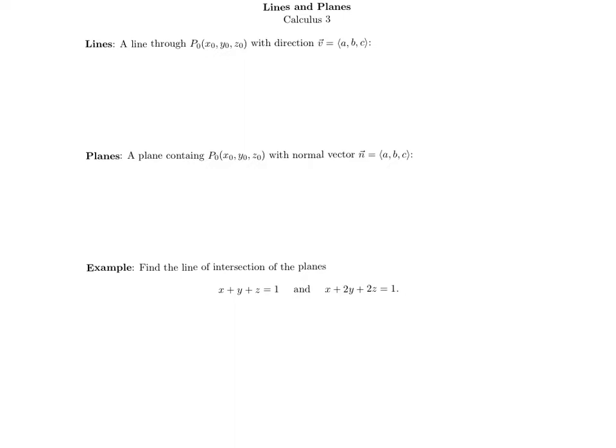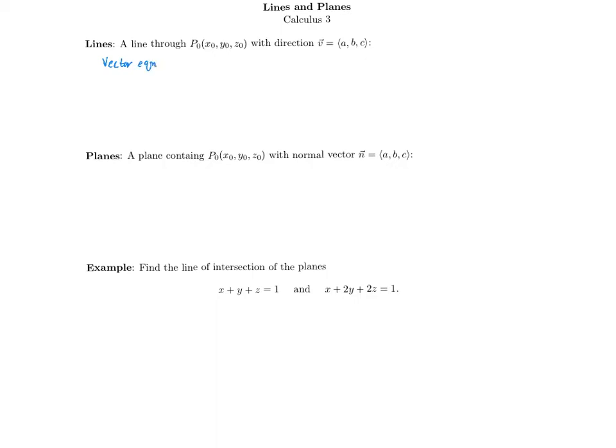So a line is determined by two quantities. You need a point on the line and a vector, let's call it v, representing the direction of the line. So think of a point and a slope in pre-calculus. And there's three basic equations of the line.